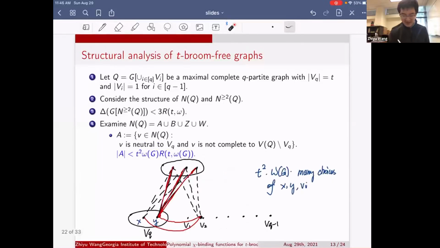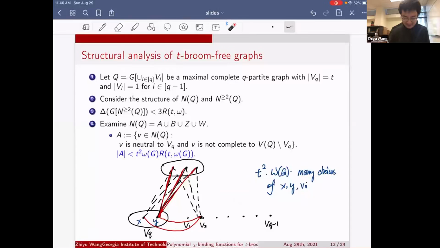The second part, A: we want to consider the vertices that are neutral to this VQ. Neutral to VQ means there's a neighbor and also a non-neighbor in VQ. Let's collect all of those. We want to prove the size of these is bounded. Also, V is not complete to everything there. Actually, the complete part is already handled by B. So V is not complete to V1 to VQ minus 1, and it's neutral to VQ. There shouldn't be many vertices in A.